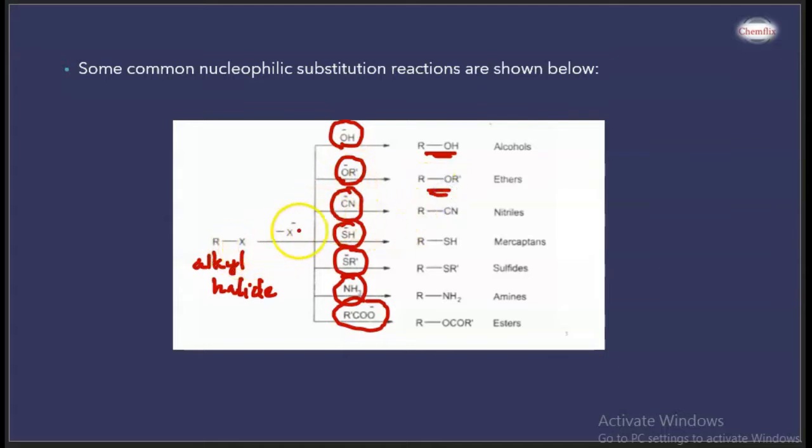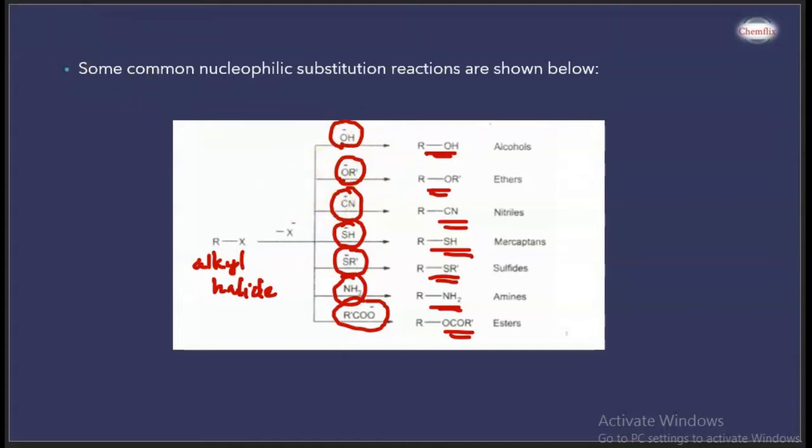In the case of when RX comes in contact with this nitrile, you will get nitriles, CN, nitriles. Then SH minus, you will get mercaptans, and SR dash, you will get sulfides, and RNH2, amines and esters. So these are some of the common nucleophilic substitution reactions just for an introduction. What is actually a nucleophile and which are some of the examples of nucleophile, I think it's clear for you, isn't it?